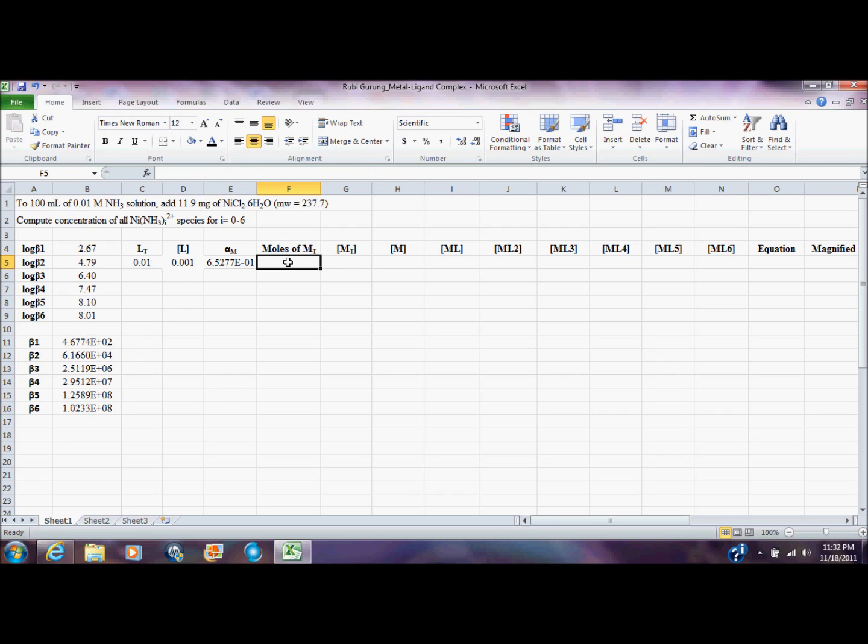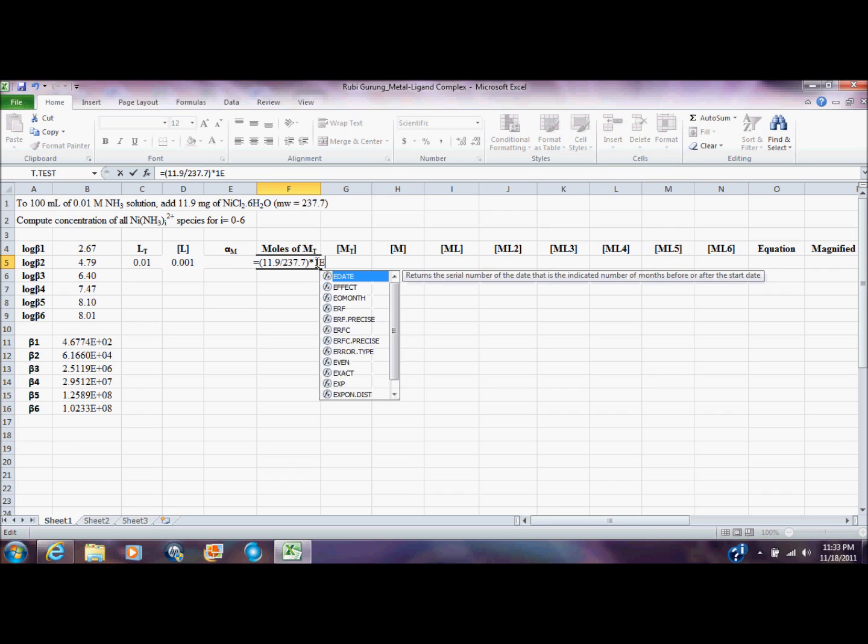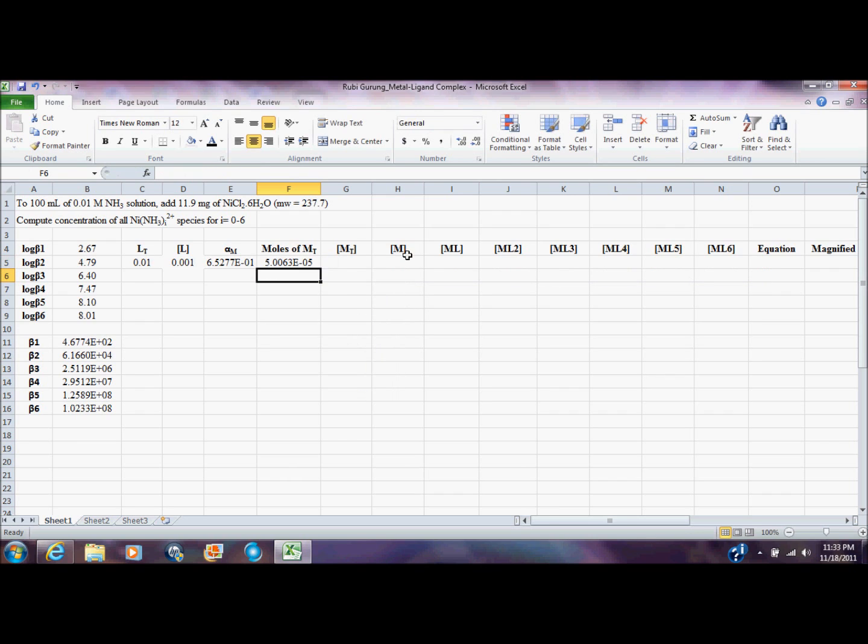Now let's calculate the moles of total metal, which is equal to mass of the metal, 11.9 milligram, divided by molecular weight 237.7. Note that this will give us millimoles. So to calculate the mole, we have to multiply this by 10 to the power -3. Now let's calculate the concentration of the total metal. It is equal to moles divided by the volume, which is 0.1 in liters.